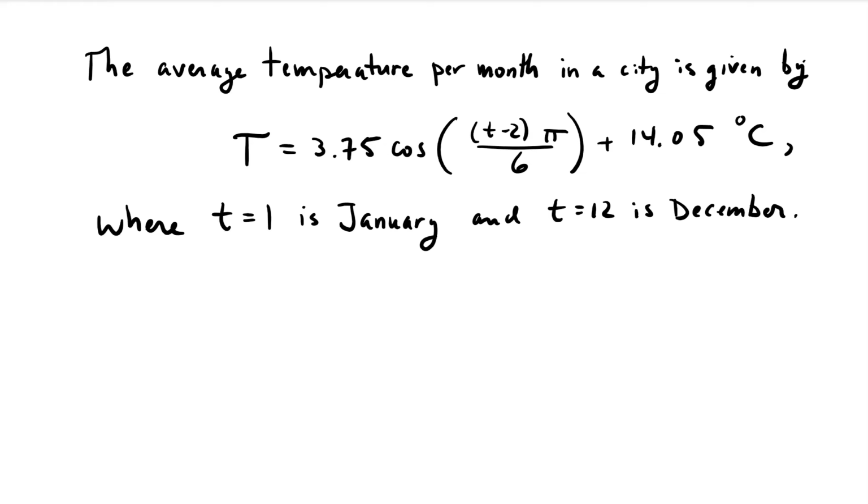So we finished this section with an applied problem. We've got the average temperature per month in a city given by the following trig function, where temperature is measured in degrees Celsius, and T is the month of the year. So T equals 1 is January, and T equals 12 is December.